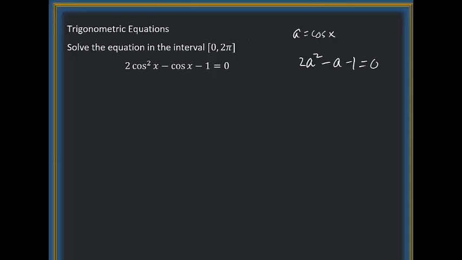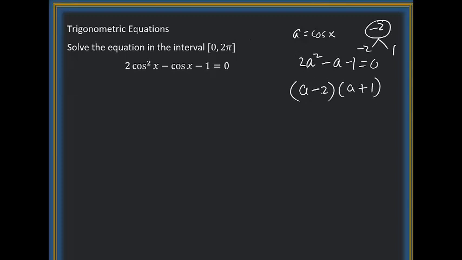So assume that a is cosine x. So I'm getting 2a squared minus a minus 1 equals 0. So this is a trinomial. You can factor it. I can show you one way, like 2 times negative 1 is negative 2. Get the factors. We need negative 2 and positive 1. So then one method is, you can say a minus 2 and then a plus 1.